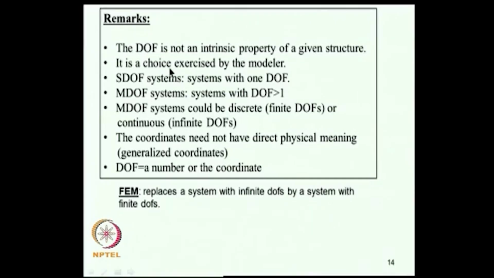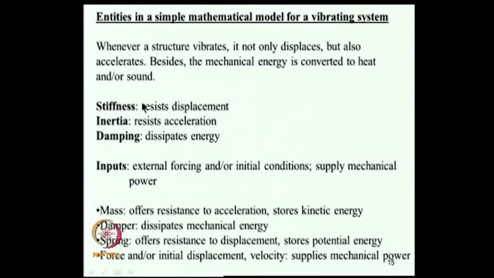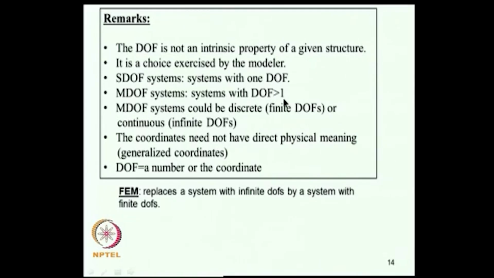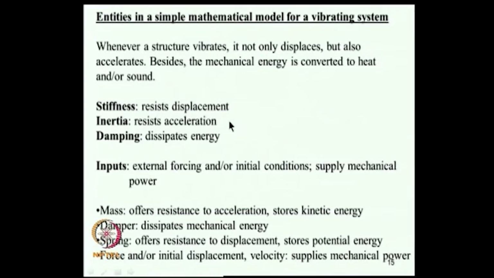It means that the degree of freedom is not an intrinsic property of a given structure, it is a choice that we exercise in modeling. So, we call a system a single degree of freedom system if it has only 1 degree of freedom. Multi degree of freedom systems are those where the degree of freedom is greater than 1. These could be discrete, in which case they have finite degrees of freedom and are governed by a set of ordinary differential equations, or continuous, where they have infinite degrees of freedom, the system properties are distributed and they are governed by a set of partial differential equations.